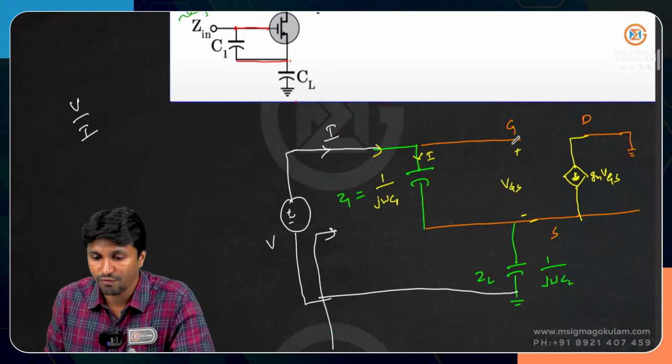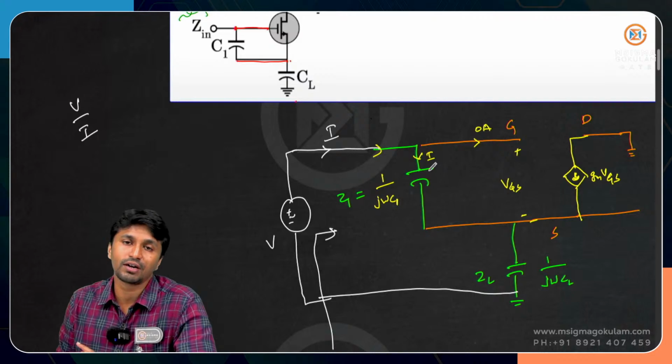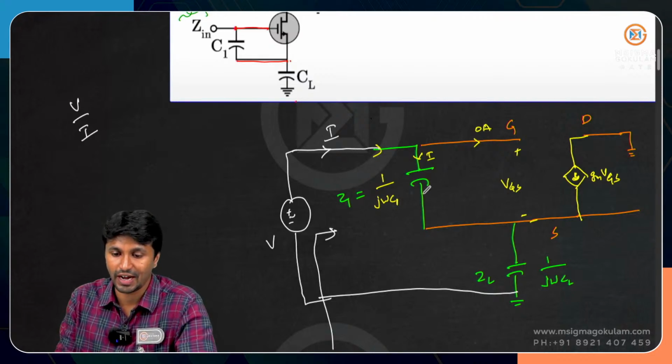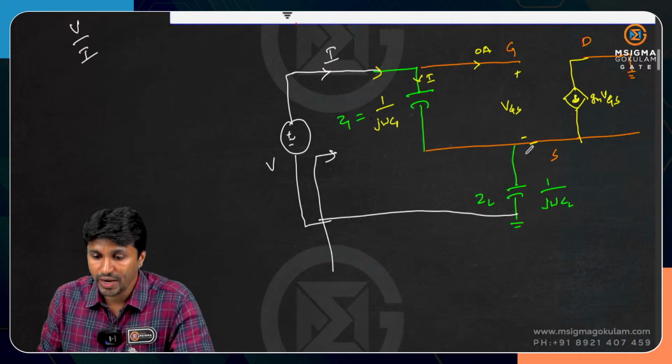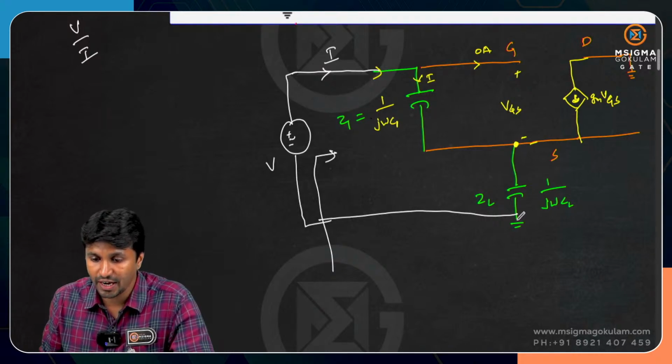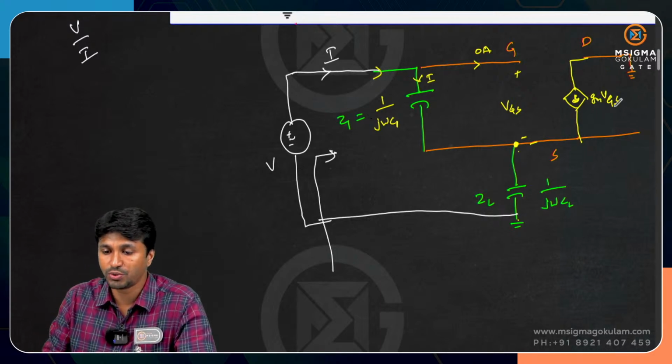What will be the current flowing into this one? This will be 0 amperes because there is an open circuit here. For current to flow, you need a closed path. So the entire I will flow through this particular branch. Now look at this: between the source and ground you have an impedance ZL, and a current source of magnitude gm VGS.